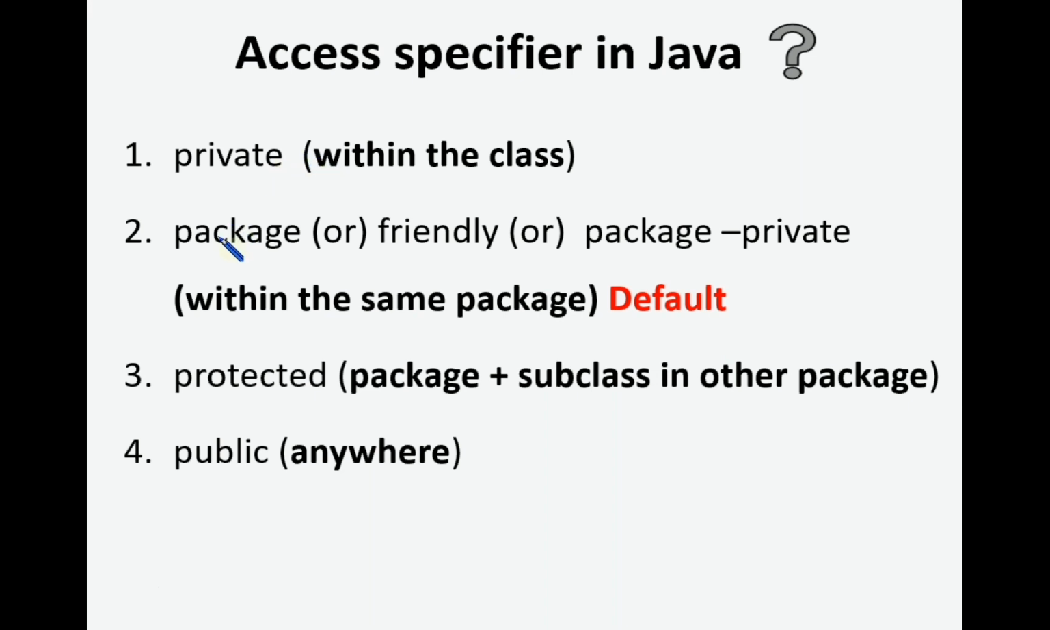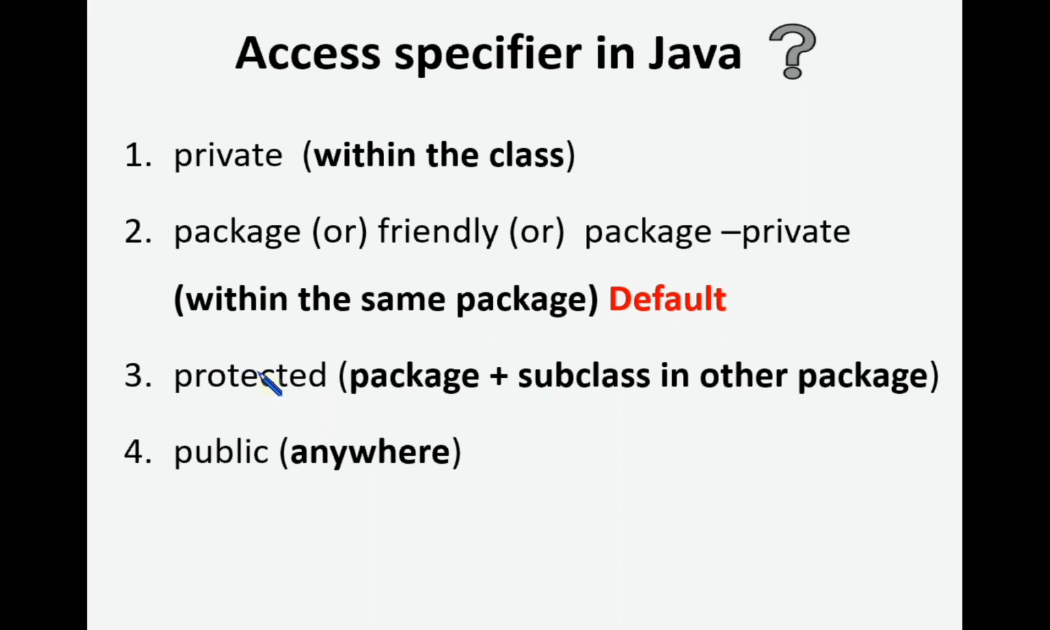So what is the default access specifier available in Java? Yes, package or friendly or package private. Note down, these three are not keywords. So package or friendly or package private are not keywords. That means this access specifier is available within the same package. Whenever we are not specifying the access specifier, it is available only inside the package. So it is private within the package. That is the default access specifier in Java.